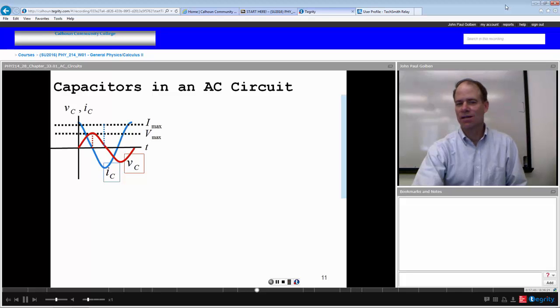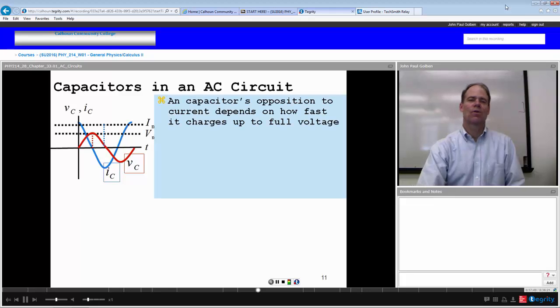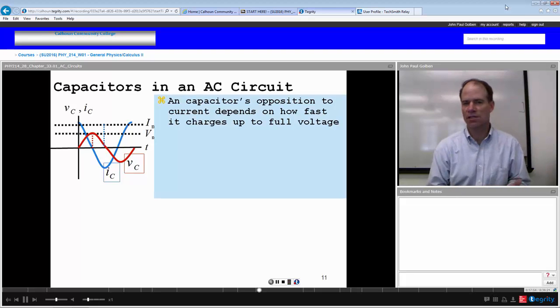What about capacitors in an AC circuit? Well, we know from our study of capacitors that the voltage across a capacitor is related to the charge on the capacitor. V equals Q divided by C. So we have to have charge on the capacitor before we have voltage and before that capacitor presents an opposition to the flow of current in the circuit. Charge has to flow before we have voltage on the capacitor.